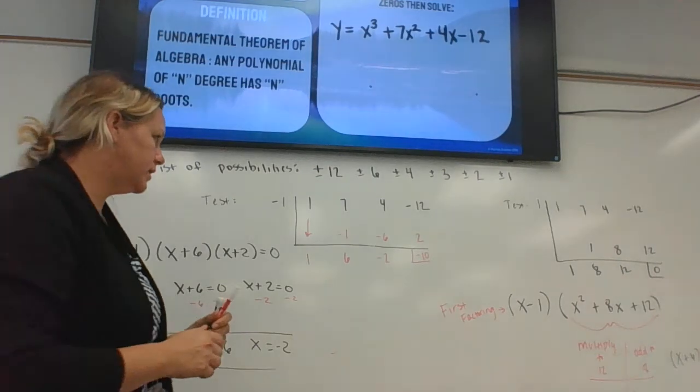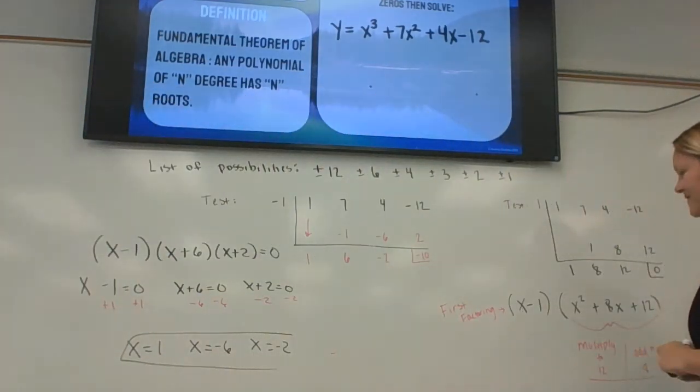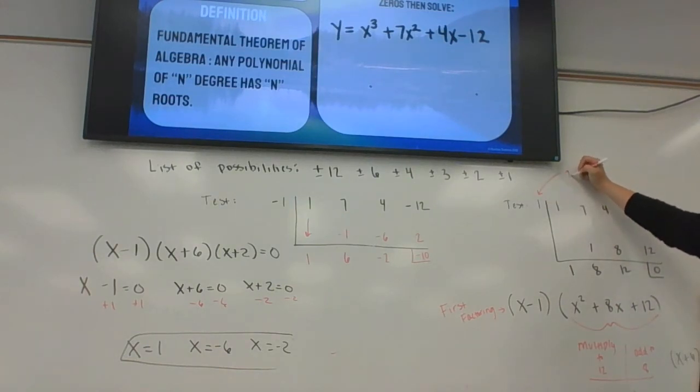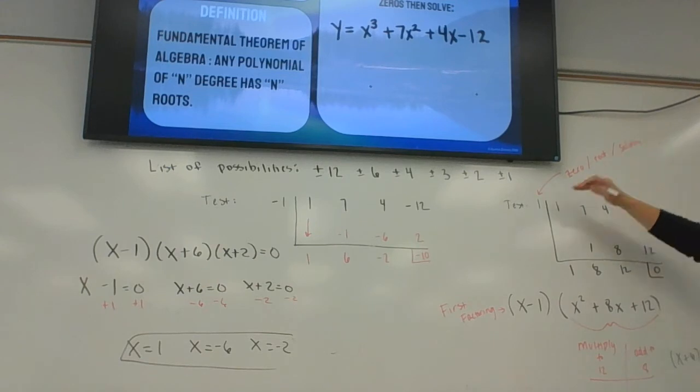So remember that the number outside your synthetic division, that's your 0. We could call it a root. We could call it a solution. In factored form, it's always the opposite sign.